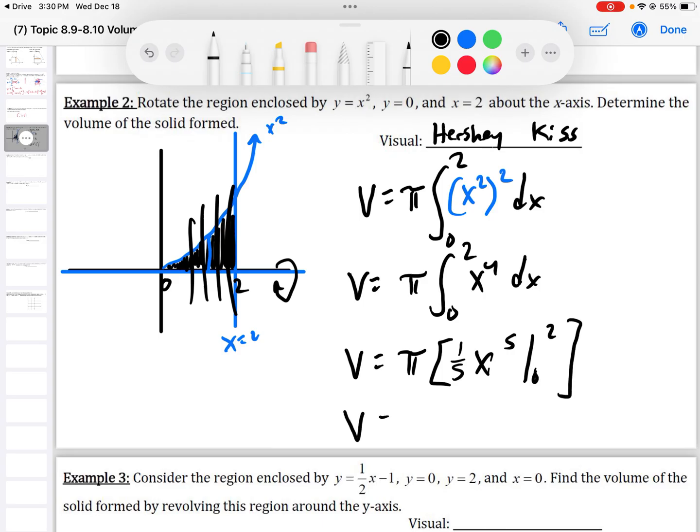If I plug in 0, it's just going to be gone. So the volume is equal to, okay, 2 to the fifth. Oh, I don't know. 2 is 4, 8, 16, 32. So 32 over 5 pi would be our volume.